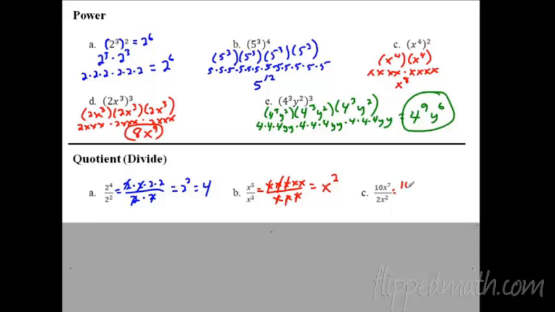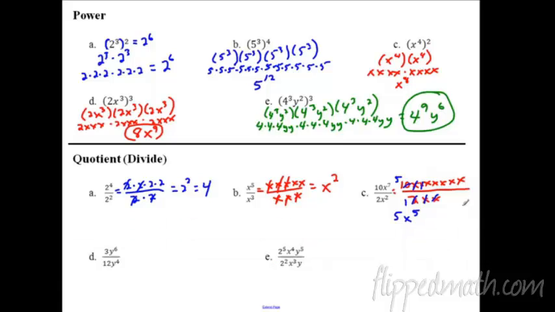What about numbers and variables? So we got 10x to the 7th, 1, 2, 3, 4, 5, 6, 7. Expand that bad boy. Over 2x, x. What's going on here? So, do they cancel? Well, they cancel a little differently. What is 10 divided by 2? You know, 2 goes into 2 one time. How many times does it go in here? 5 times. So you've really got a fraction, 5 over 1, which is just 5. And then x cancels x, x cancels x. So we've got 5, excuse me, x to the what power? 1, 2, 3, 4, 5. 5x to the 5th. Whew!